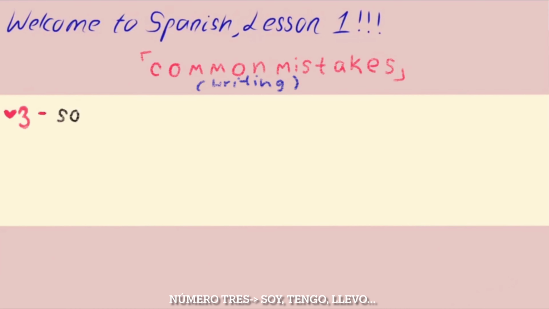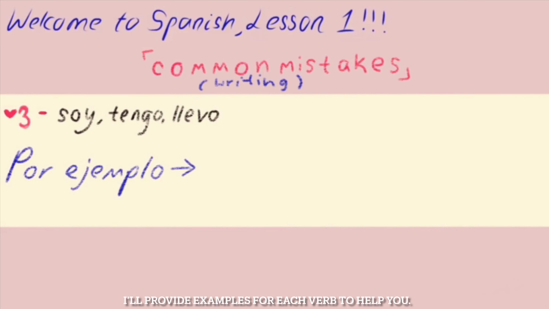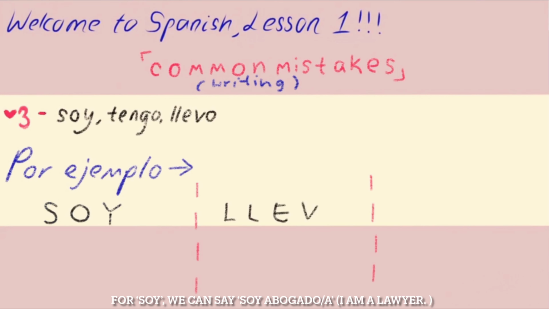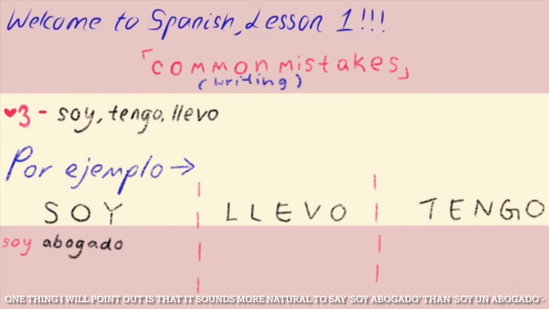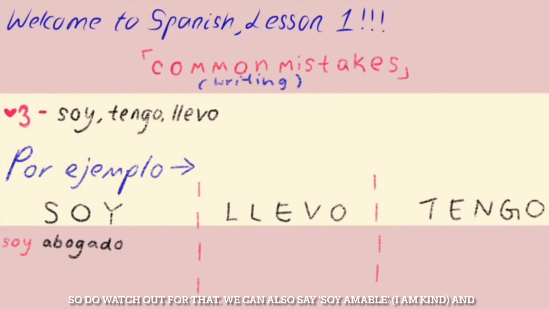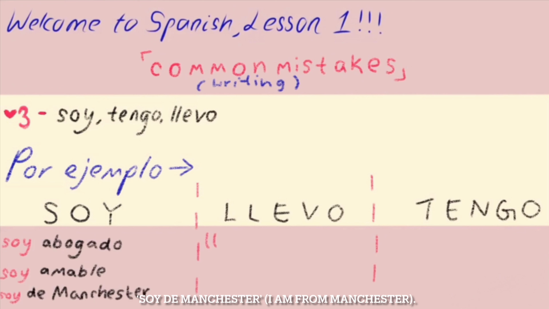Número 3, soy, tengo, llevo. This isn't necessarily difficult, but some alumnos do get these a bit mixed up, so I'll provide examples for each verb to help you. For soy, we can say soy abogado or soy abogada, I am a lawyer. One thing I will point out is that it sounds more natural to say soy abogado than soy un abogado, so do watch out for that. We can also say soy amable, I am kind, and soy de Manchester, I'm from Manchester.